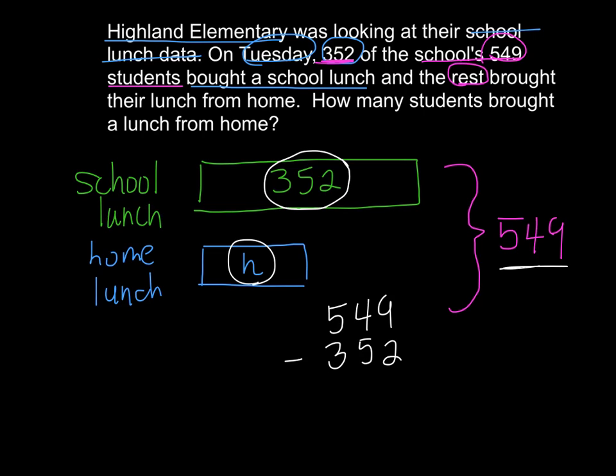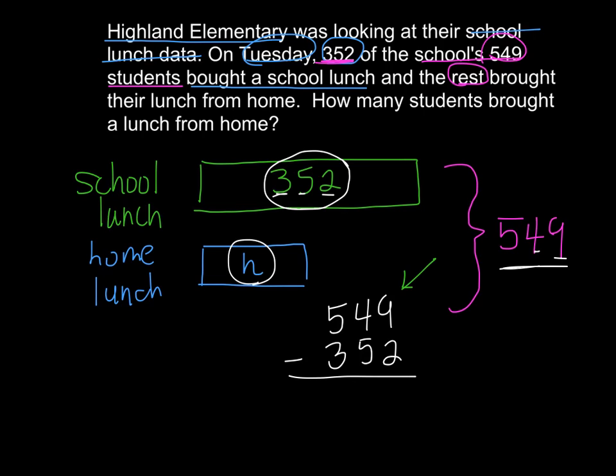352. I made sure that the 9 and the 2 were lined up because they're in the ones place for each number. I made sure the 4 and the 5 were lined up because they are in the tens place for each number. And I lined up the 3 and the 5 because they're in the hundreds place. Also notice, I put the larger number on the top. 549 is greater than 352. That is super important when you are doing subtraction.